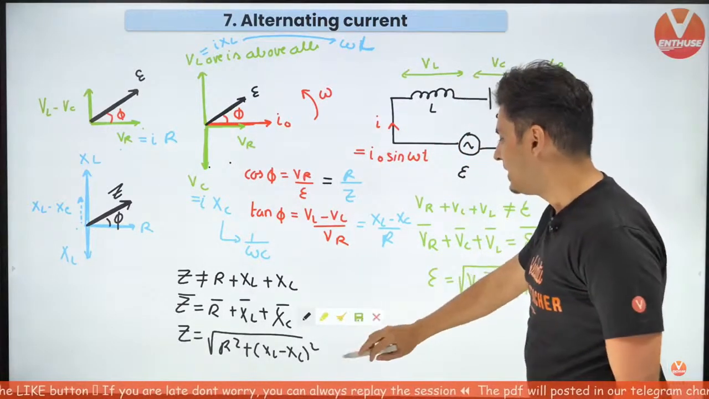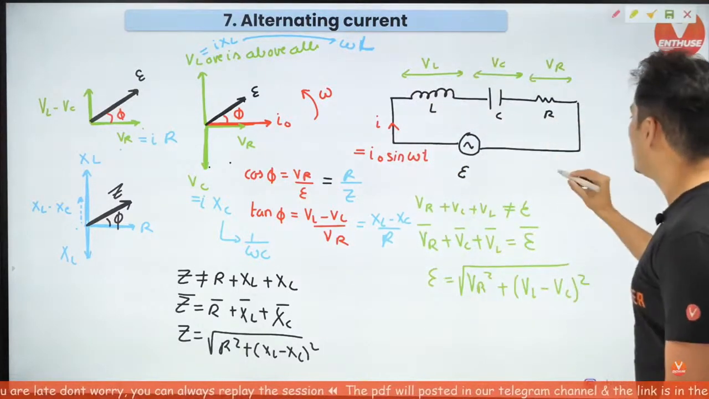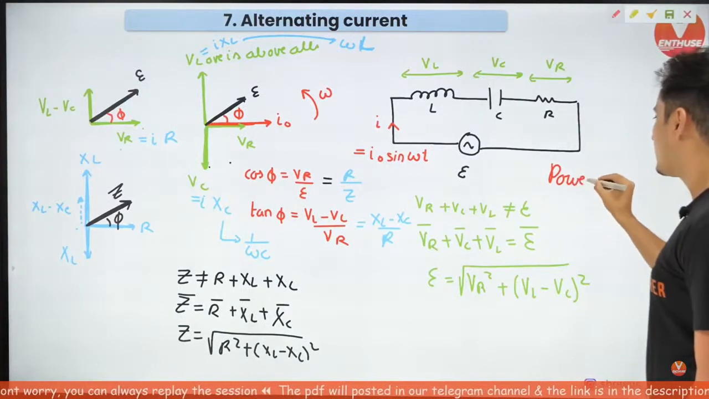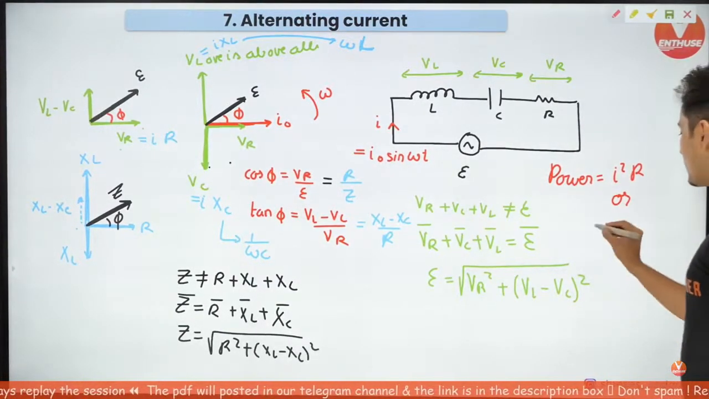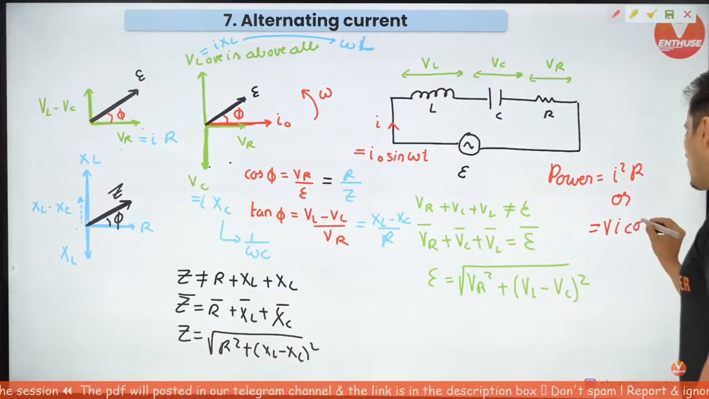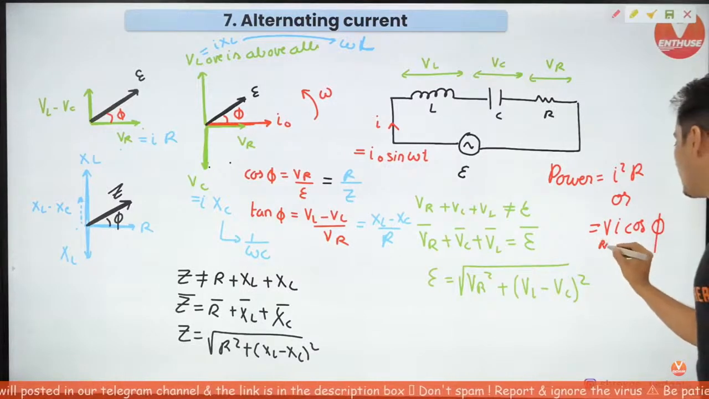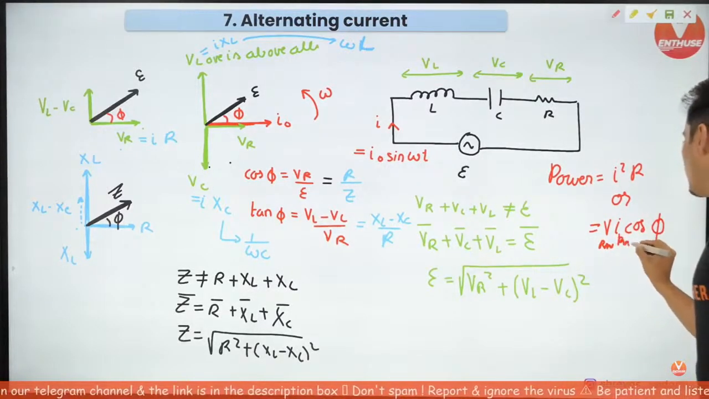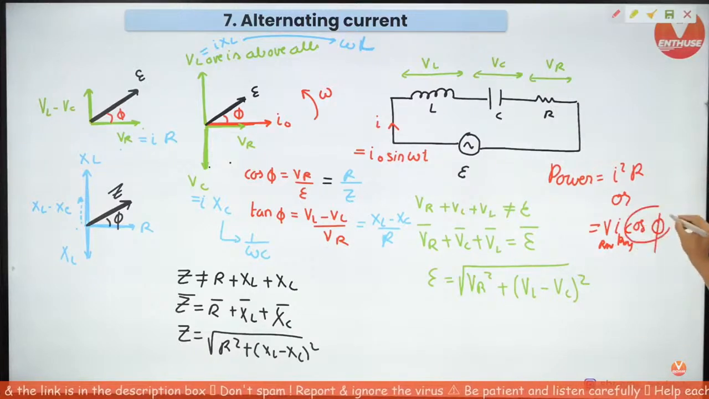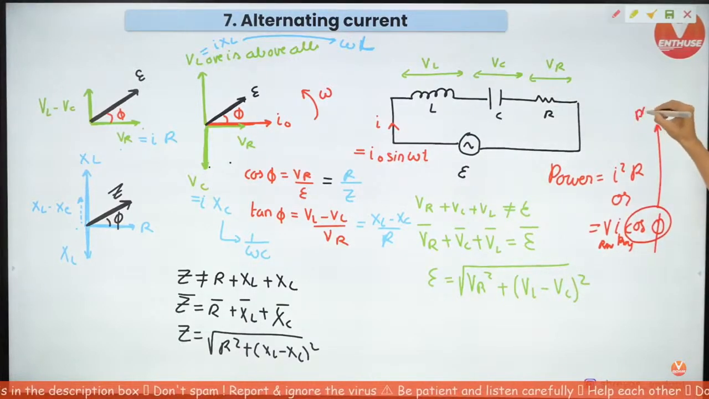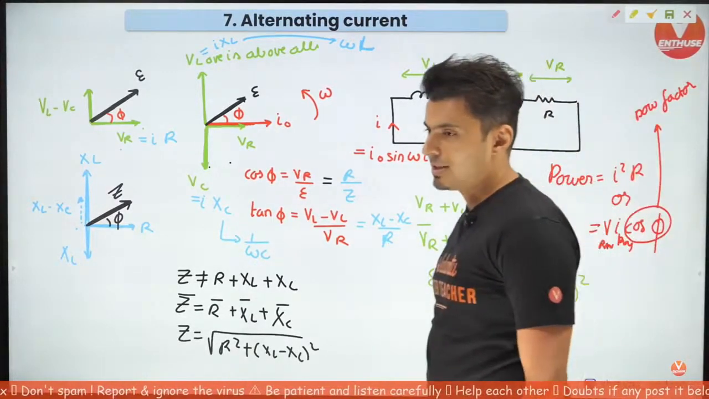Cool. Now one last thing over here, the power. A lot of you need the power formula. So the power in an AC circuit is I squared R, or you can also use VI cos phi. Very important. This V is VRMS, this I is IRMS, and cos phi, that is also very important. This cos phi is called the power factor. Power factor. Keep this in mind.